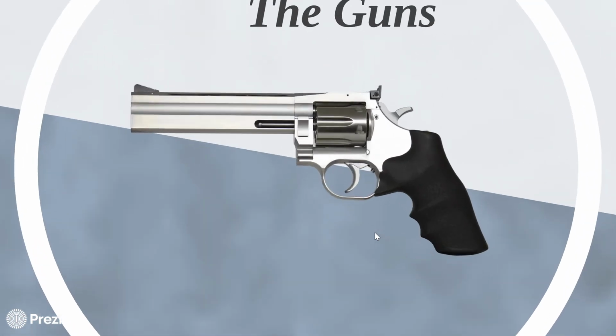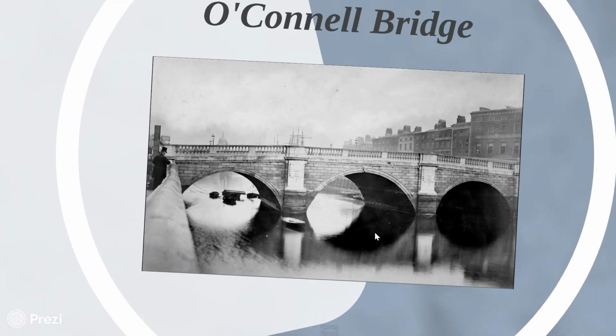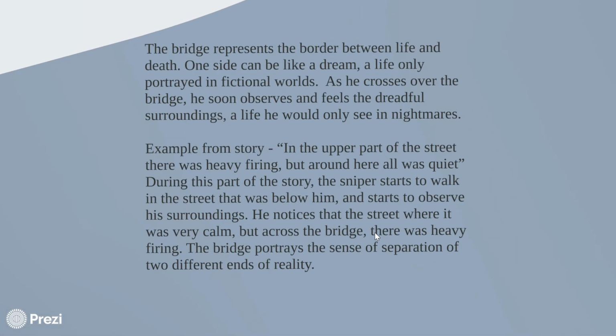Guns represent the loss of life, death and destruction. That is a very easy one to remember. In any war, guns are the symbol of violence, death and destruction. The bridge, or what's called O'Connell Bridge, represents basically the opposite sides of life during war. On one side you have happiness and joy, and on the other side you have death and destruction.